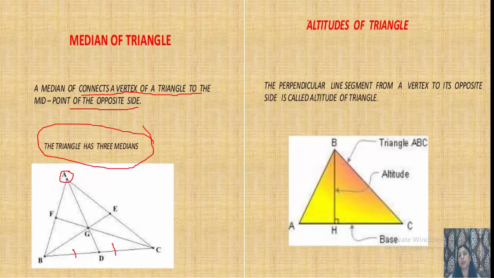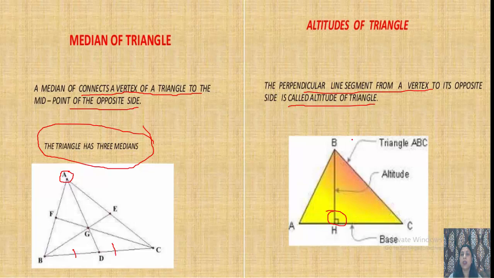Now, what is altitude of a triangle? Altitude is also a line from the vertex to the opposite side, with the side opposite to that vertex. Okay, but it is a perpendicular. Perpendicular means it makes an angle of 90 degrees. The perpendicular line segment from a vertex to its opposite side is called as the altitude of triangle.